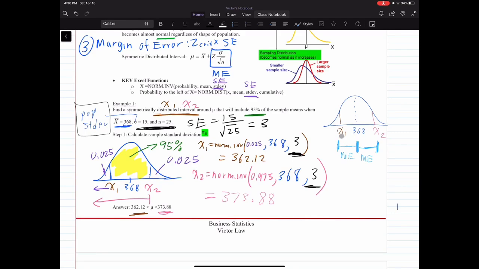The reason the gap between the lower bound and the mean is the same as the gap between the upper bound and the mean is that we have a symmetrically distributed interval. Therefore, the gap between x1 and the mean and the gap between x2 and the mean are the same. So when we multiply the margin of error by 2, we have the distance between your lower bound and your upper bound. And that's how we can understand margin of error graphically.